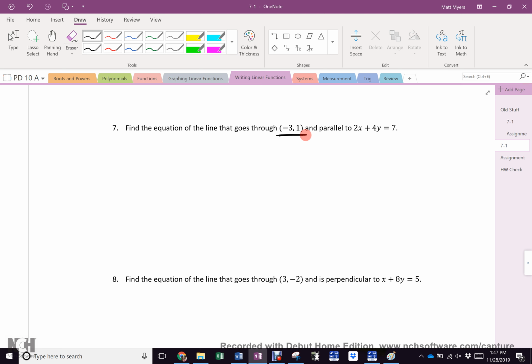Now, there is a trick here, though. I've got the x and the y, but if I want to use slope-intercept form, it's y equals mx plus b, right? What's missing? Slope and b. I'm going to use point-slope form. I still need a slope. What's the slope? It's parallel to this, which means it's the same as this. So how do I take that and get to a slope?